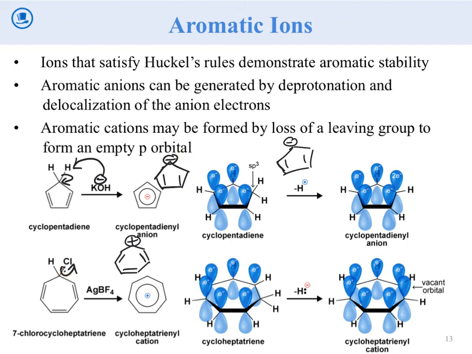So an anion way to have aromaticity and a cation way to have aromaticity. So always the rules still apply. Planar, in a ring, conjugated, right? No breaks, no sp3 atoms, and an odd number of pairs of electrons.